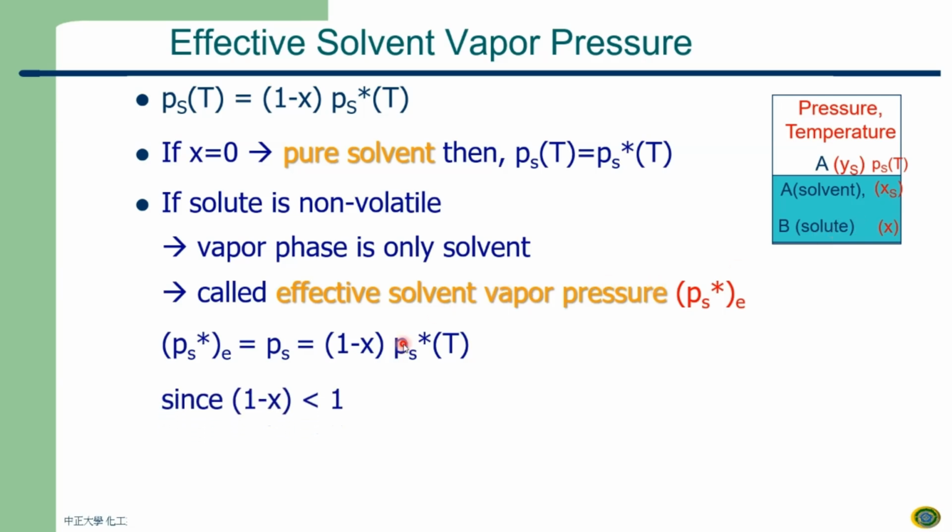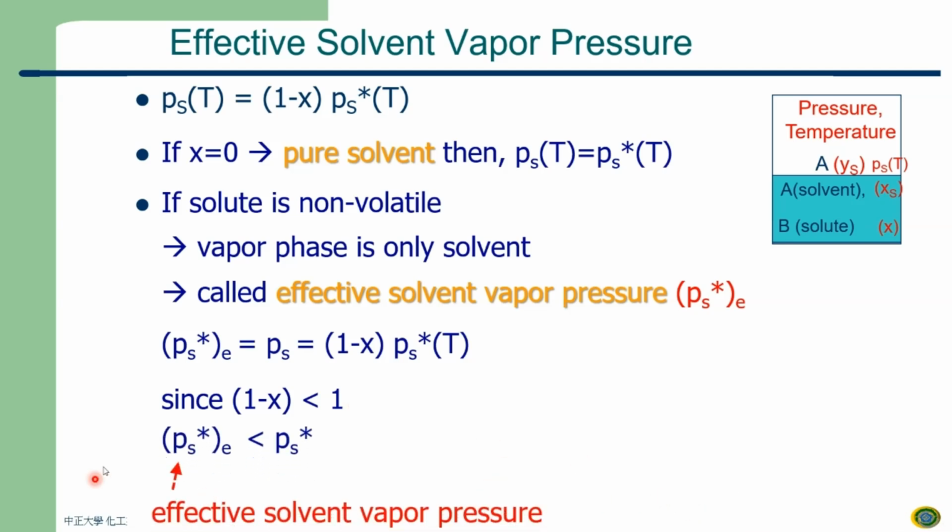So you understand, this is always less than 1. Why? Because X sub S plus X equals 1, right? So 1 minus X will always be less than 1. So we understand the effective vapor pressure is all the time less than the saturated vapor pressure, unless X is equal to 0, right? So the effective solvent vapor pressure is always less than the vapor pressure of the pure solvent.